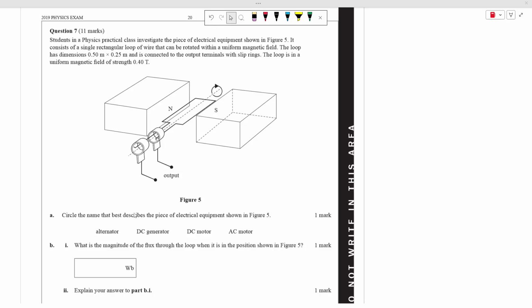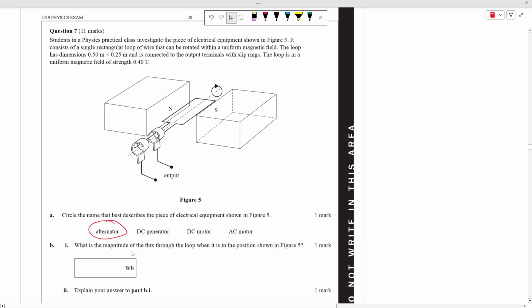Part A, circle the name that best describes the piece of electrical equipment shown in figure 5. So we're connected to slip rings. This says output, not input. So it means we're generating electricity. And the fact that we've got slip rings means it's an alternating current that we're generating. So that means we circle alternator. I think a lot of people would probably also choose AC motor, probably because they got confused. Are we generating or are we inputting electricity into this to make it turn? So just be careful with that.